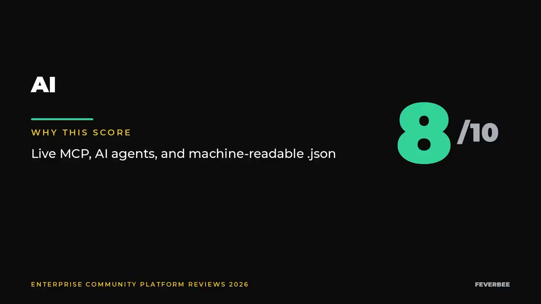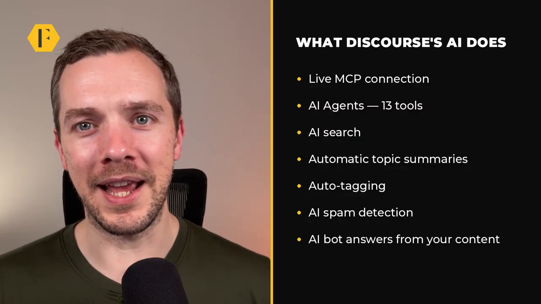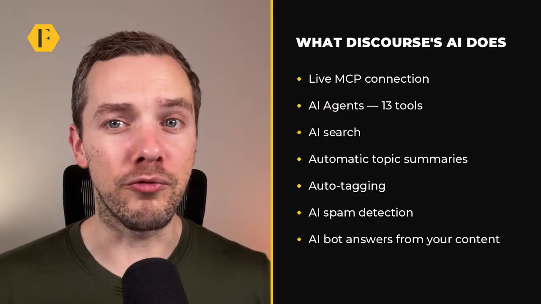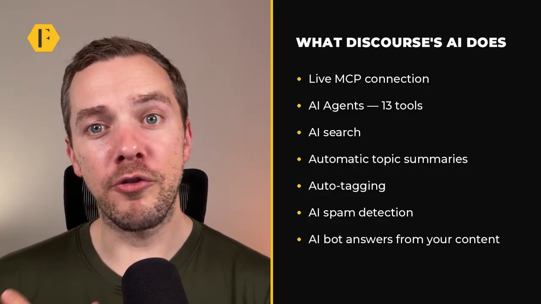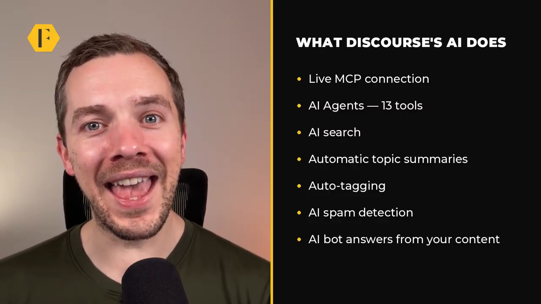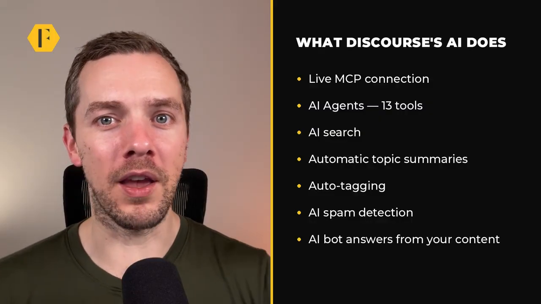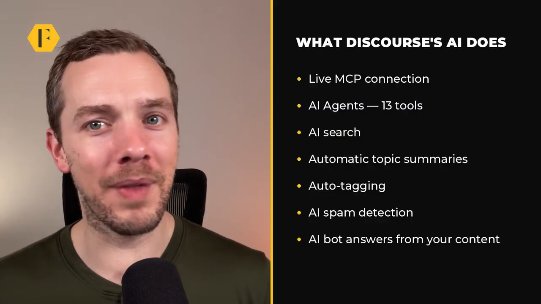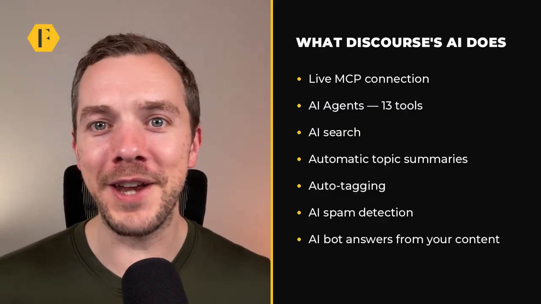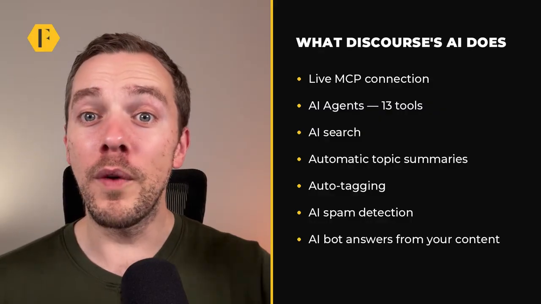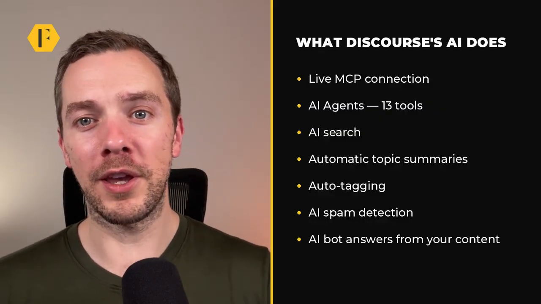Second, and this is where Discourse has genuinely surprised a lot of folks, is AI. I scored Discourse an 8 for AI, and that's because there's a lot that's going on there. There's a live MCP connection that lets external AI tools read and act inside your community through a standard interface. There are AI agents, 13 tools that can close a topic, edit tags, set slow mode, grant a badge, or mark a question as resolved, with a human reviewing it before it goes live.